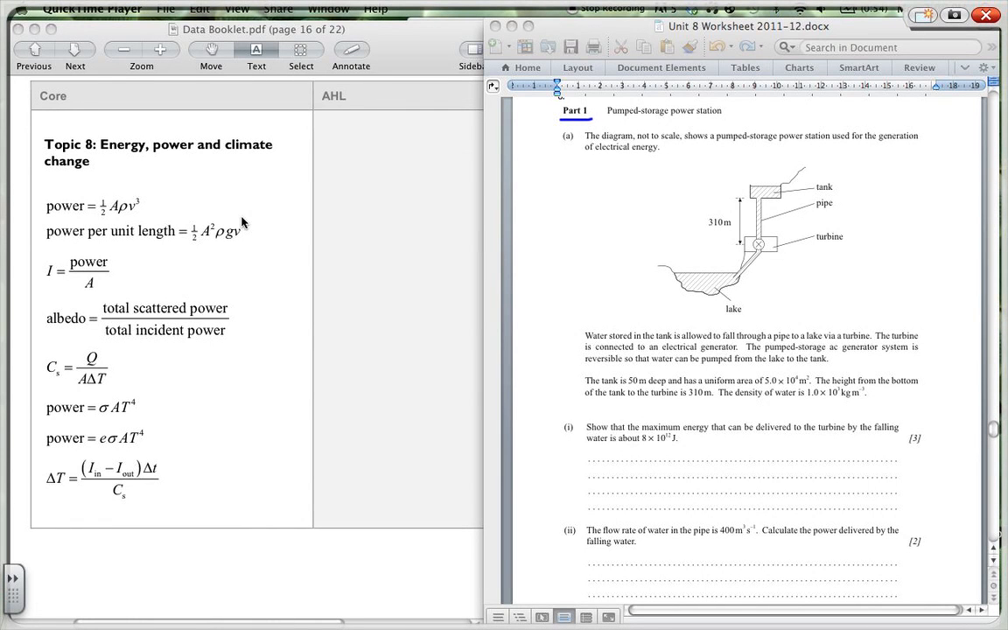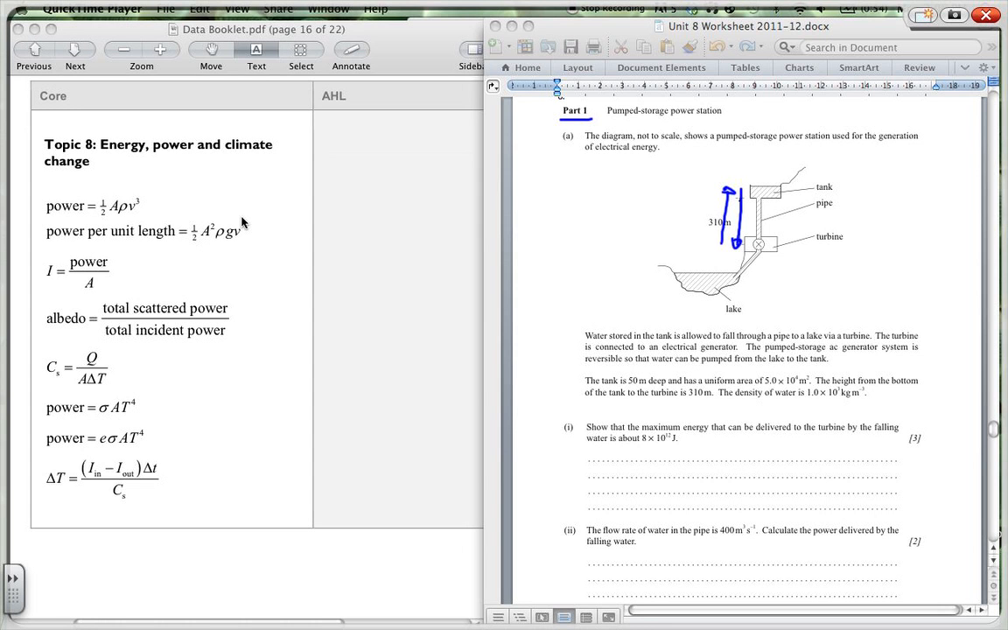Question 6, Part 1, Pump Storage Power Station. It says a diagram, not to scale, shows a pump storage power station used for the generation of electrical energy. Basically what happens with this is that water is pumped up into a reservoir, into a tank, and then it is allowed to drop down again through a turbine and create electrical energy from that falling water.